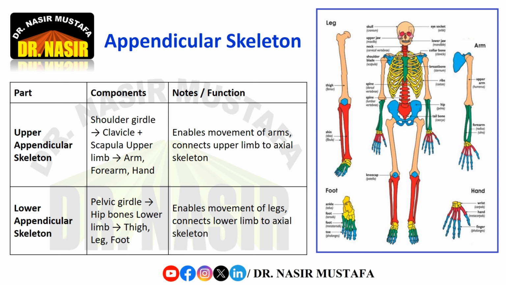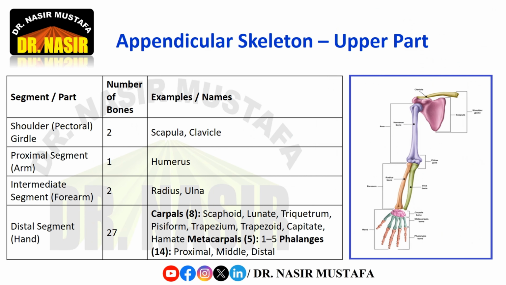The lower appendicular skeleton includes the pelvic girdle and the lower limb, consisting of the thigh, leg, and foot. These bones support body weight, maintain balance, and enable locomotion. Upper limb bones. Let's examine the upper limb in greater detail.